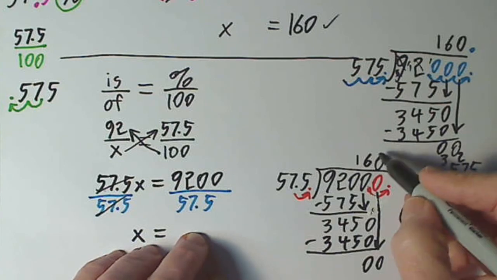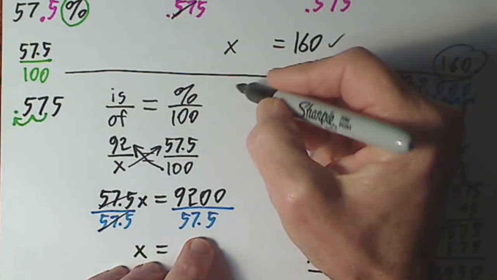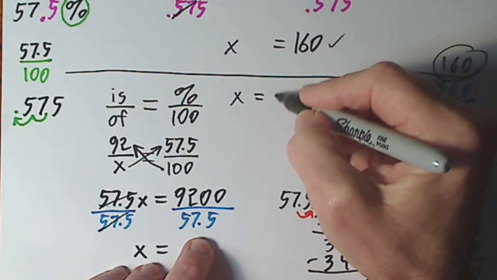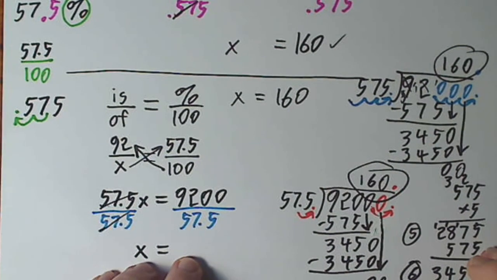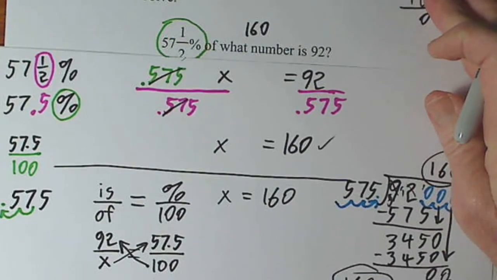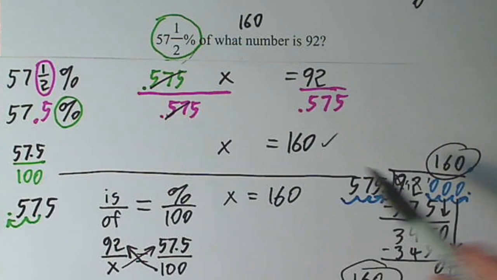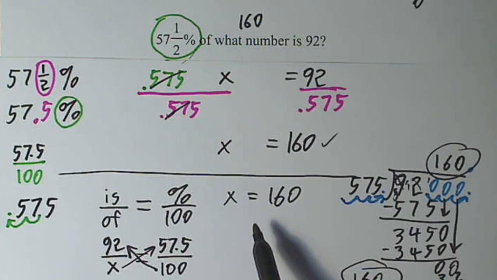So you see we end up with the same values. Okay? So we found out that x is equal to 160 using either the equation, which is what we set up at the beginning, or we tried it the other way using a proportion. Okay?